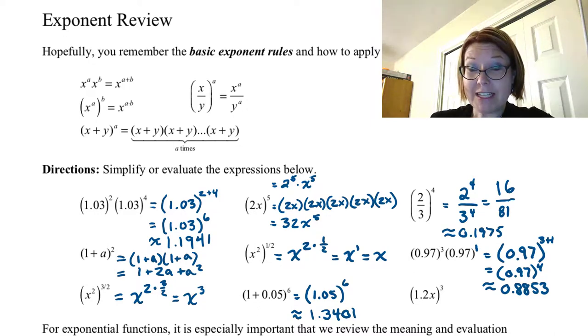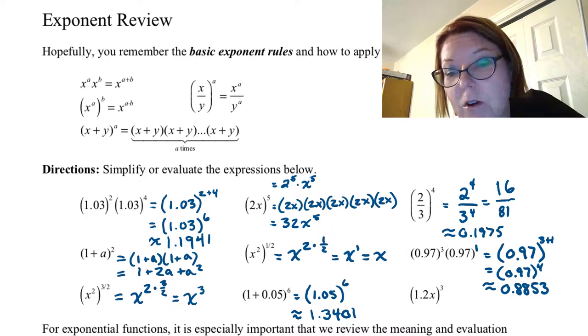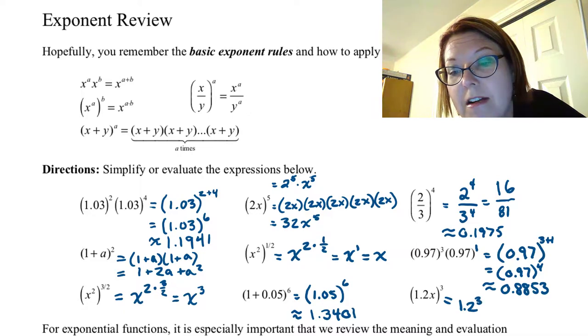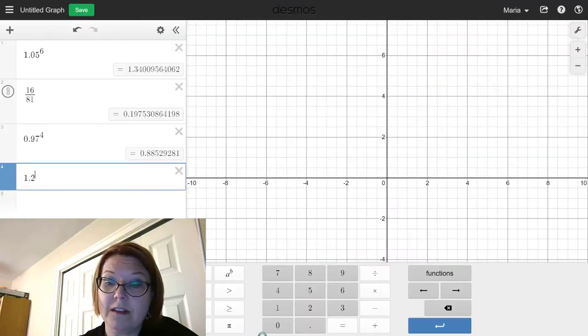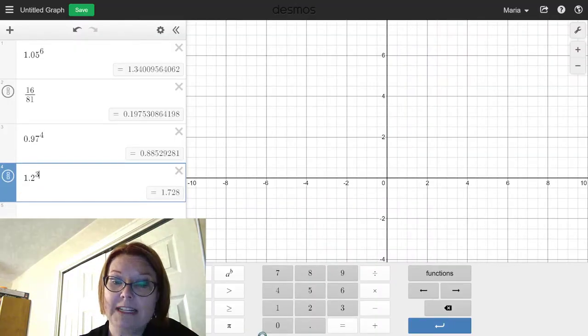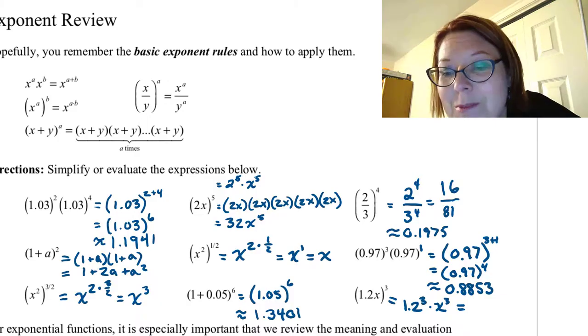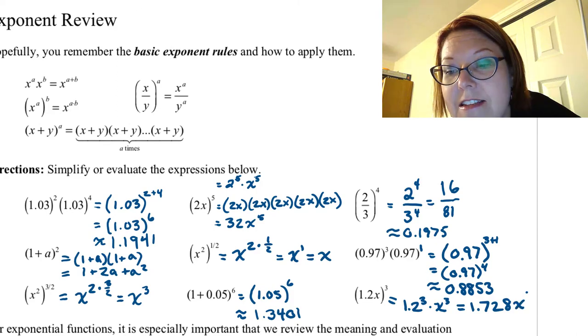Okay, final problem. We have (1.2x) to the third power. Now, one way we can think of this is 1.2x times itself, so that there are three factors there, right? Or we can think of it as 1.2 to the third power times x to the third power. We learned that from a previous problem. So 1.2 to the third power is 1.728. So this could be rewritten as 1.728x to the third power.